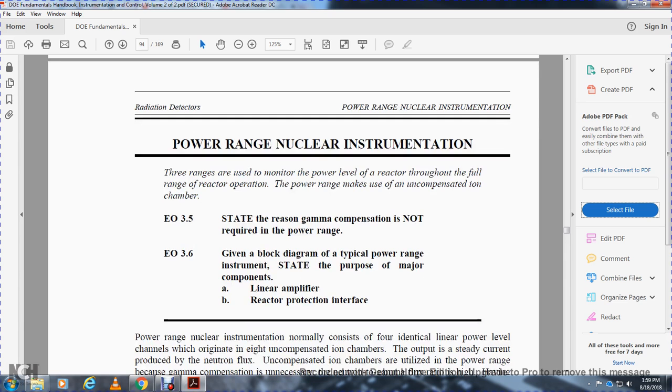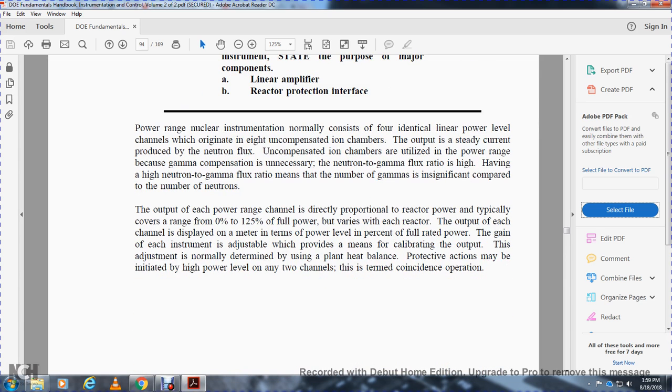Power range nuclear instrumentation. Power range nuclear instrumentation normally consists of four identical linear power level channels originating with uncompensated ion chambers, whose steady current output is proportional to neutron flux. Gamma compensation is not necessary where the neutron to gamma flux ratio is high, because the number of gammas is insignificant compared with the number of neutrons.